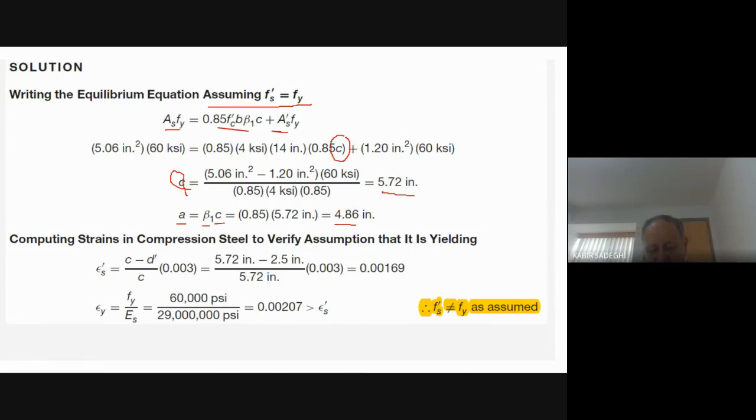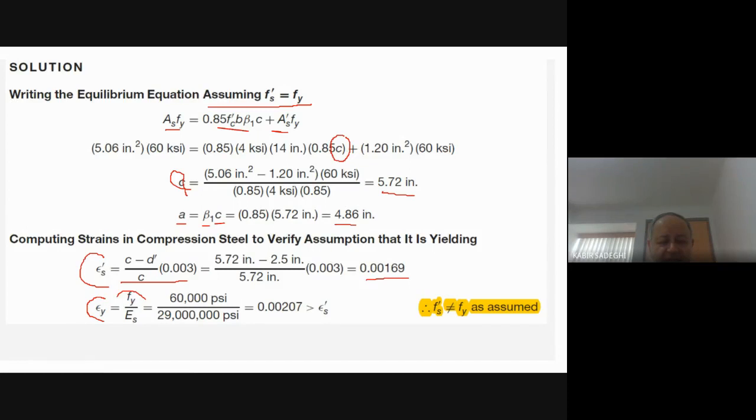For checking the condition of the stress at compression steel, is it yielded or not, we should always calculate epsilon prime s, which is the strain at compression steel. You remember we found this equation. By application of the values, we find something about 1.7 per thousand. And then we calculate epsilon y, the yield strain, by applying Hooke's law.